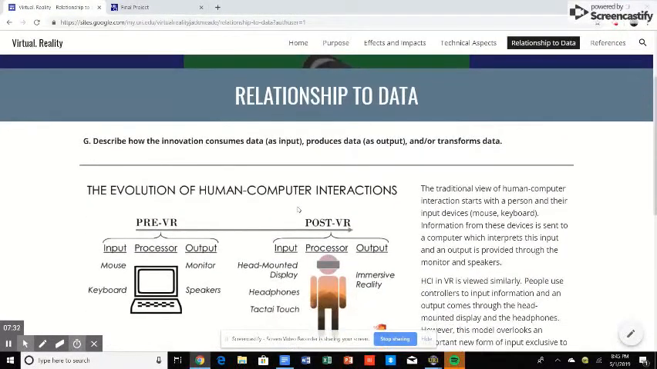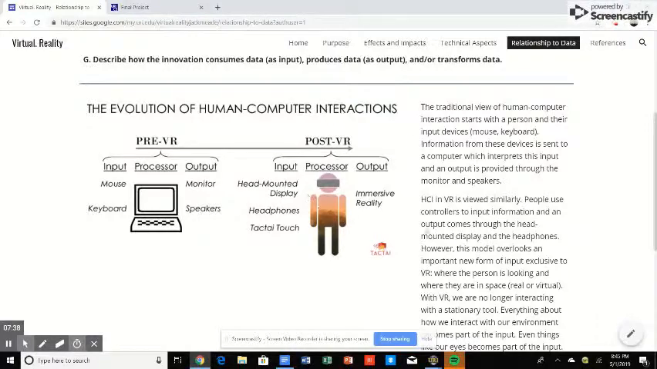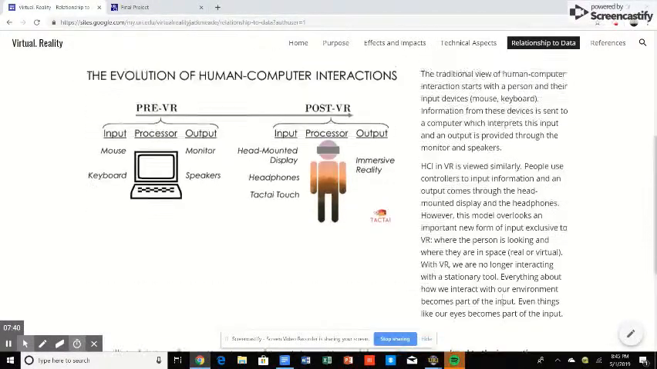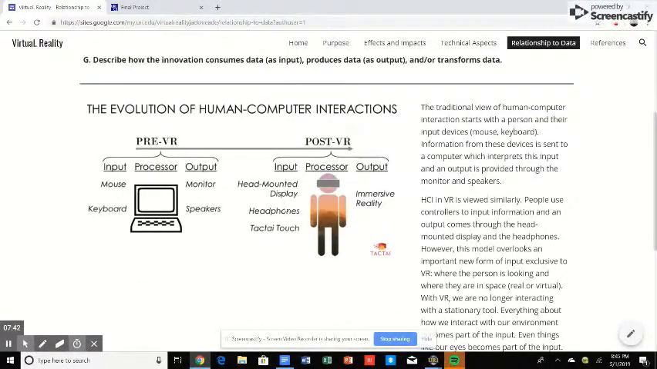Part G was to describe how the innovation consumes data as an input and produces data as an output. This graph pretty much sums up what I'm saying over here. The input is the head-mounted display, the headphones, and the processor, and then the output is the immersive reality that you're experiencing.